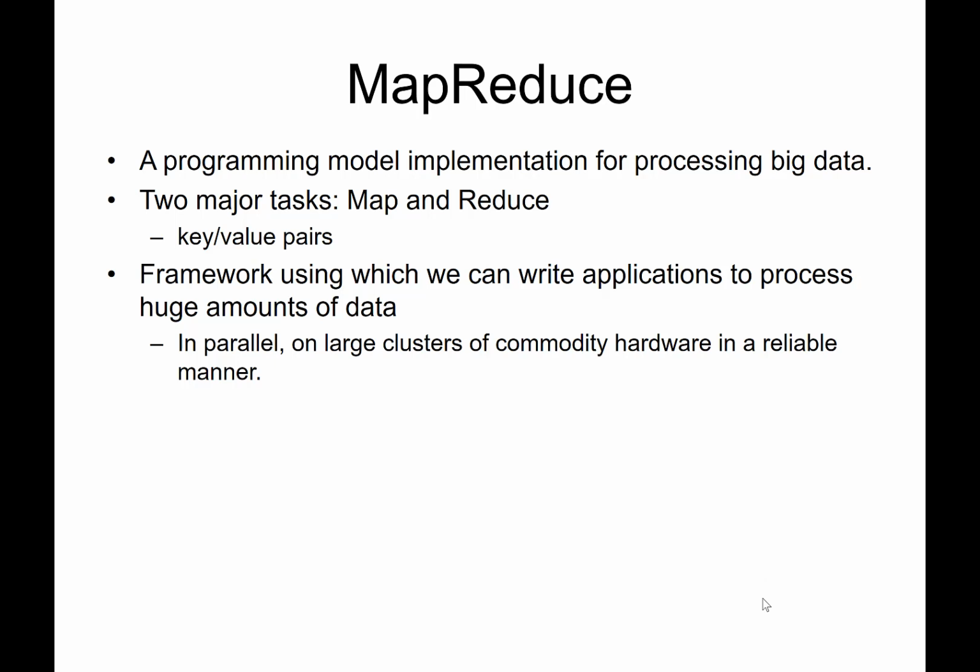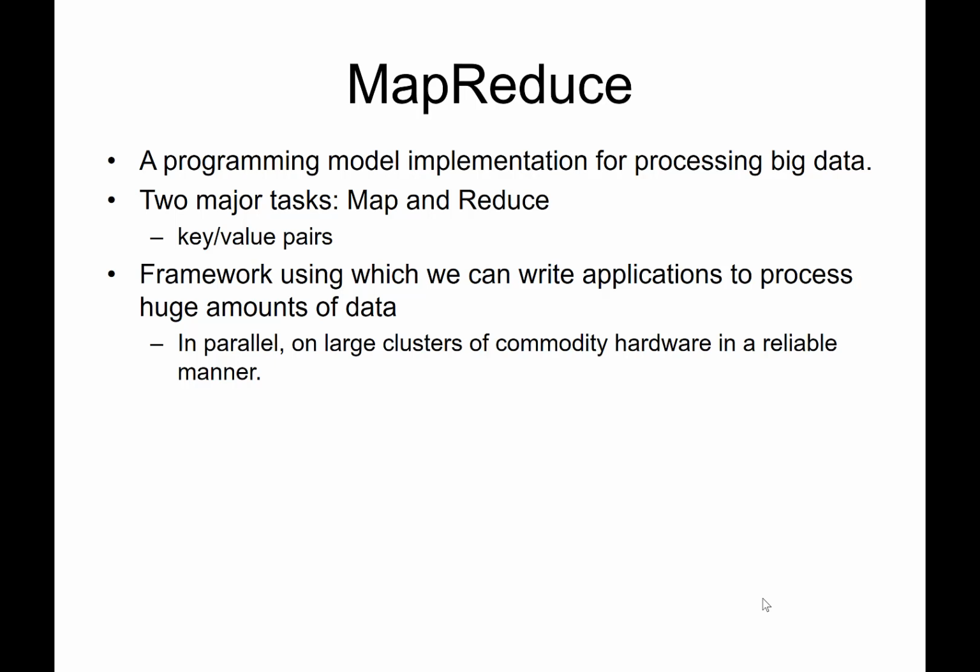Map takes a set of data and converts it into another set of data, where individual elements are broken down into tuples, key and values. Secondly, the reduce task takes the output from the map functions as the input and combines those data tuples into a smaller set of tuples, as the sequence of the name MapReduce implies. The reduce task is always performed after the map function.